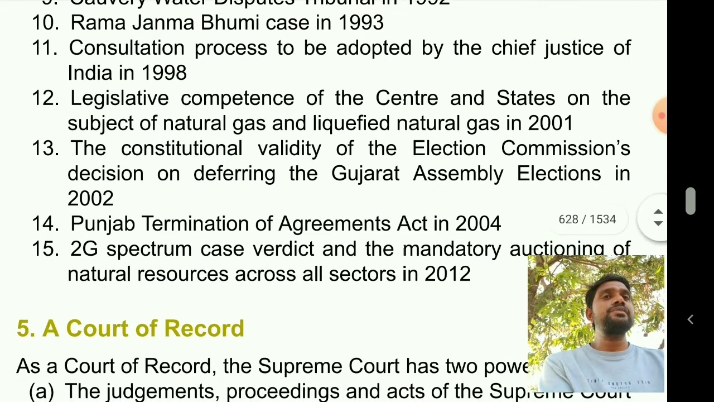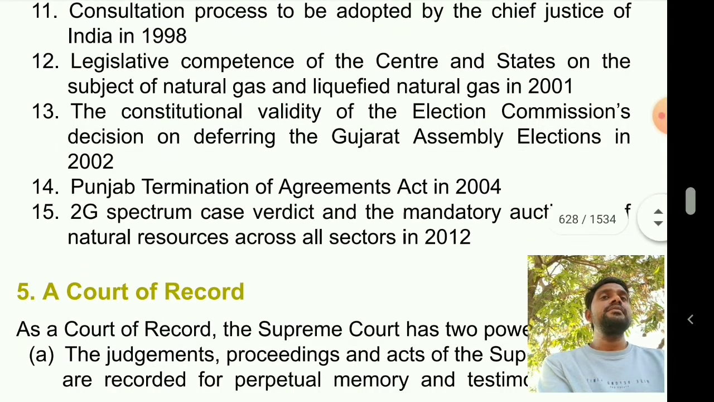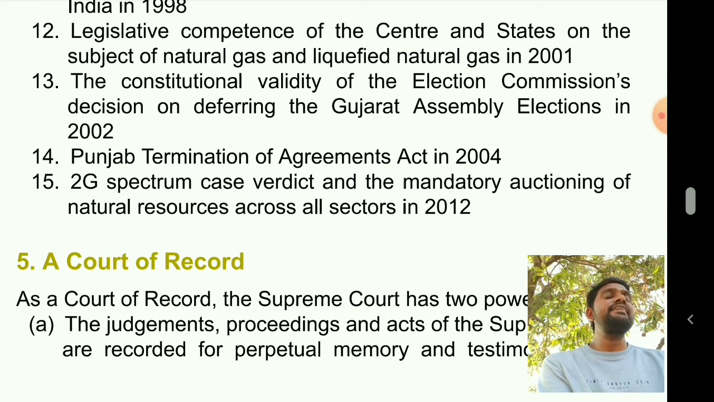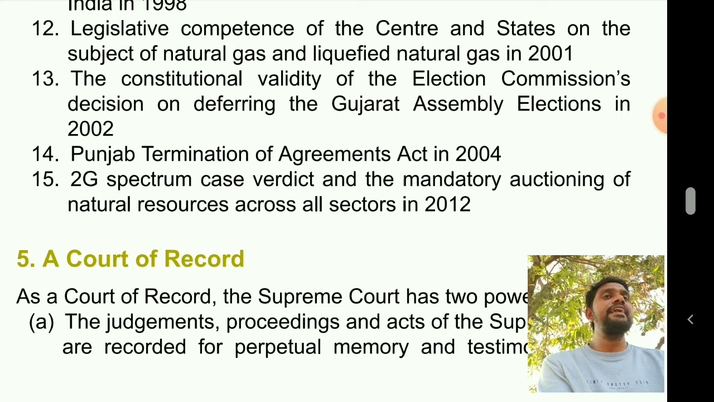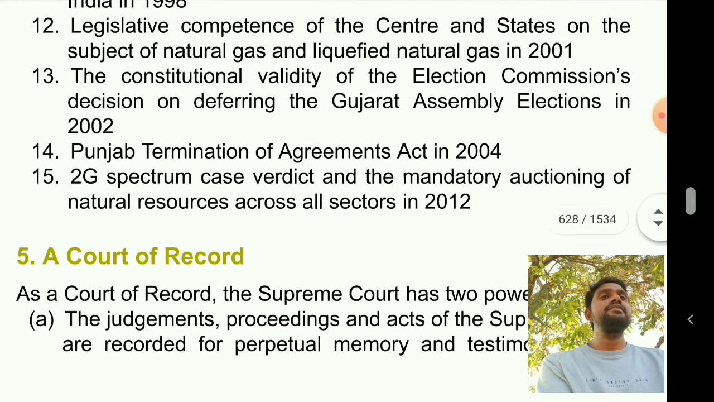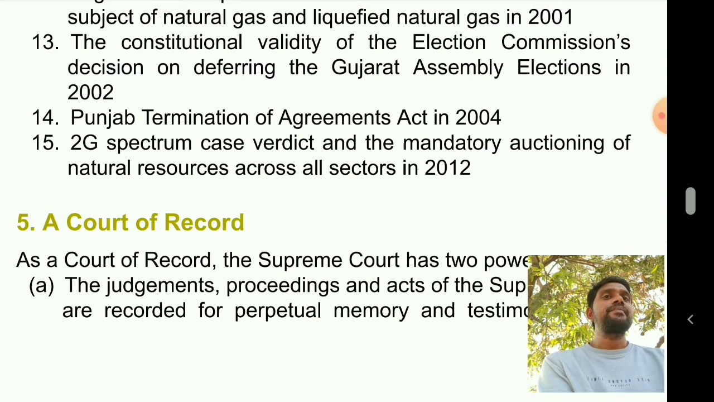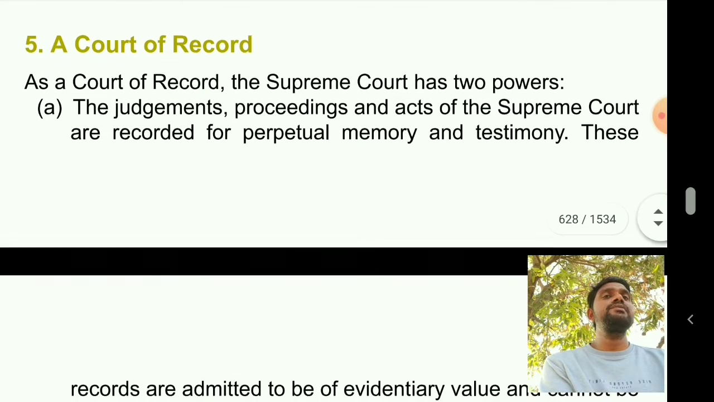11th is the consultation process to be adopted by the Chief Justice of India in 1998. 12th is legislative competence of the center and states on the subject of natural gas and liquefied natural gas in 2001. 13th is the constitutional validity of the Election Commission's decision on deferring the Gujarat Assembly election in 2002. 14th is Punjab Termination of Agreements Act in 2004. 15th is 2G Spectrum case verdict and the mandatory auctioning of natural resources across all sectors in 2012.